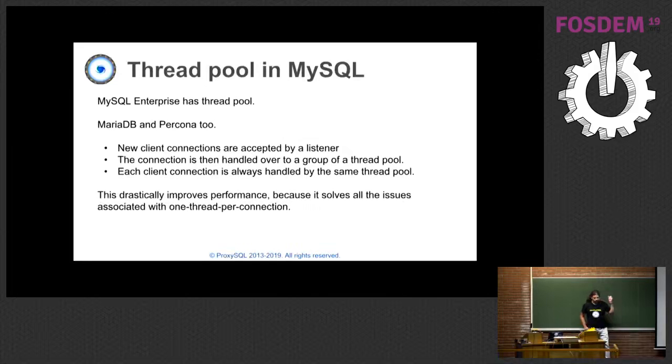In MySQL, this is not the default, but if you're using MySQL Enterprise, you have a thread pool. MariaDB and then Percona implemented their own version of thread pool. The way it works is that all the new connections are being accepted by one listener, and then this listener is passing the connection to a thread pool, and that specific thread pool is the one that is going to handle the connection until the connection disconnects. And of course, because of the use of the thread pool, performance gets a lot better if you're using this.